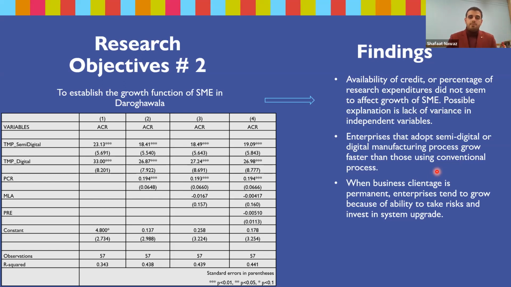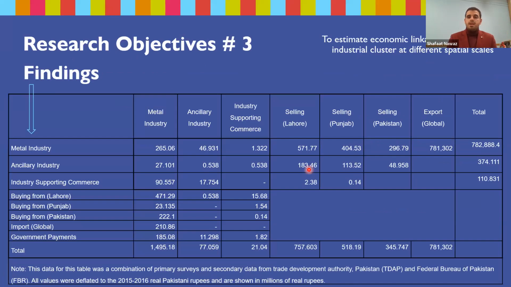And finally, because we wanted to know the economic linkages that the Roghawala industry cluster had at different spatial scales, we tried to develop a transactions table, where this smaller box shows the transactions happening within the Roghawala among the 3 types of activities that we noted. And then you should be able to see how the Roghawala has linkages on different spatial scales.